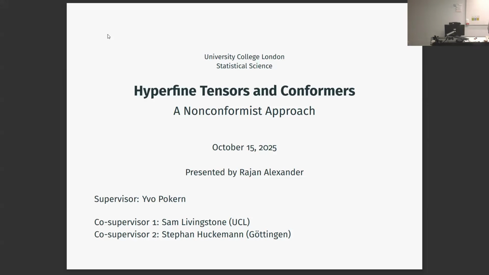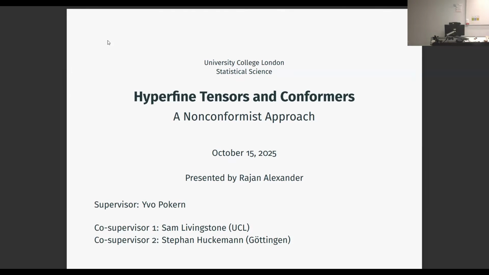Right, so I'm Rajan Alexander, and I'm a part-time student here, so it's been a bit of time since I passed the upgrade, and when you're part-time, everything's a bit attenuated, so I'm a bit on the older side, and PhD has been not part-time, so you do more. So today I'd like to talk about Hyperfine Tensors and conformations, and I was really stretching for a pun, so this will become funny in a few slides, I promise.